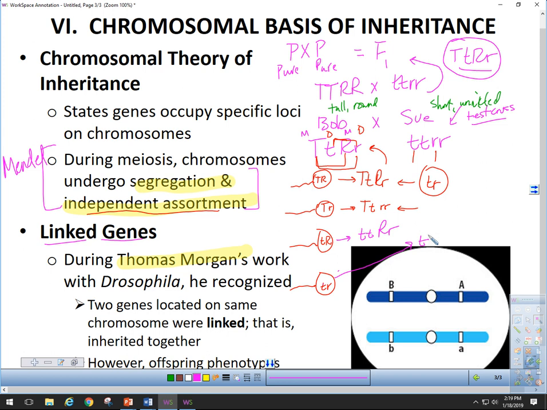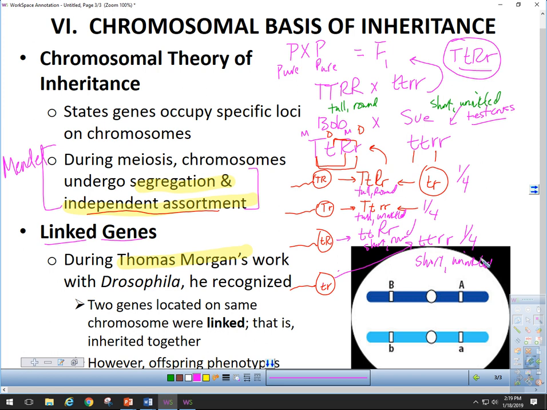Okay, so look at the possible choices here. If we look at what they look like, this one is tall, comma, round. This one is tall, comma, wrinkled. This one is short, comma, round. And this one is short, comma, wrinkled. Well, according to Mendel, if you were to figure out the probability, it's a 1/4 chance for each of these four offspring types. It's 1/4, 1/4, 1/4, 1/4.